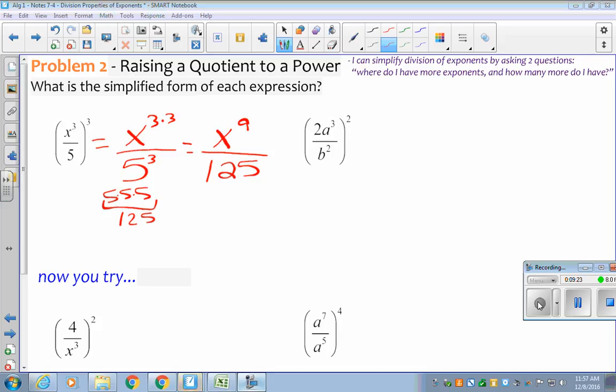And then for the next one, we're going to give everything inside the 2nd power. The 2 gets squared, the a to the 3rd gets squared, and the b squared gets squared. Everything gets that power 2. We know that 2 squared is 4, 3 times 2 is 6, and 2 times 2 is 4. So everything got it because the only thing separating each piece is multiplication or division.